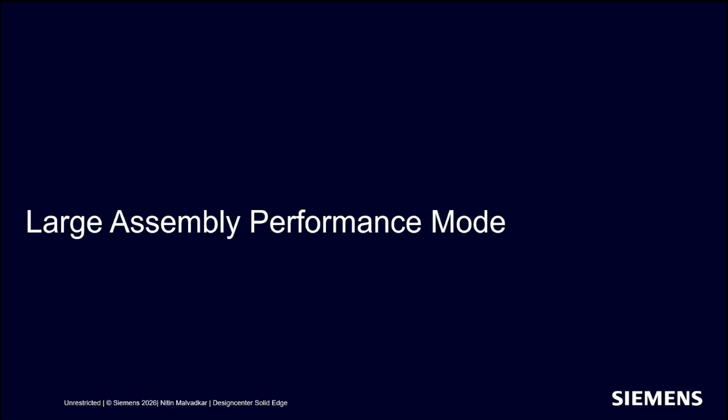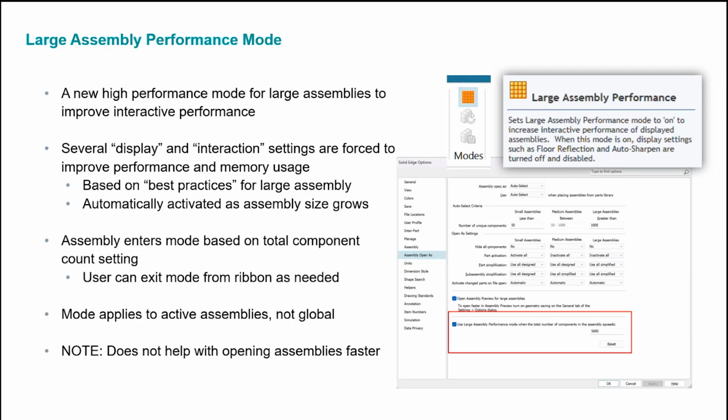So the next topic that we wanted to talk to you about was large assembly performance mode. This is a dedicated high performance mode, which is primarily designed to improve the responsiveness as and when we add additional components within the assembly. This mode automatically gets activated based on the number of components, and these number of components are defined within the Solid Edge options by the user.